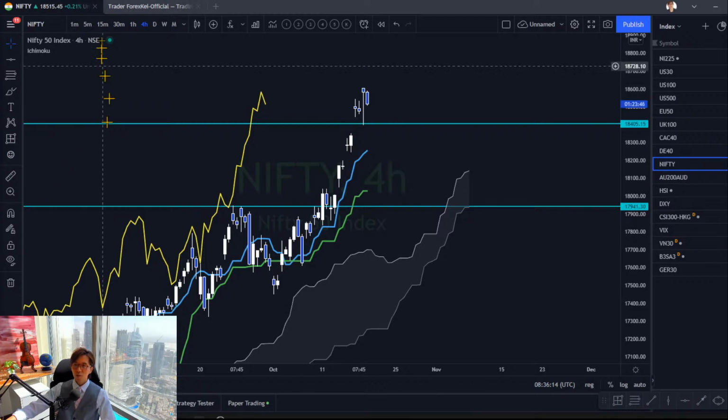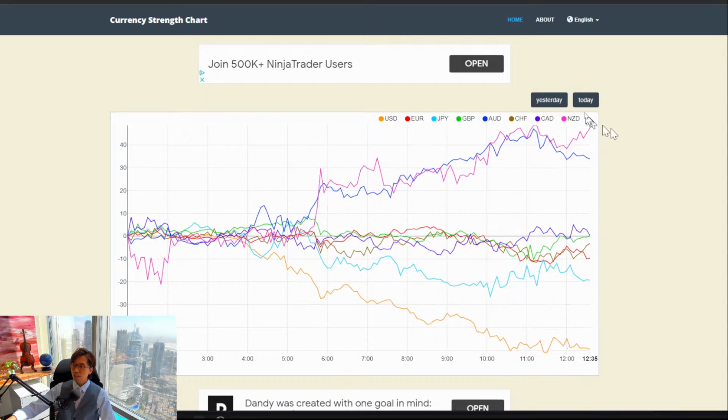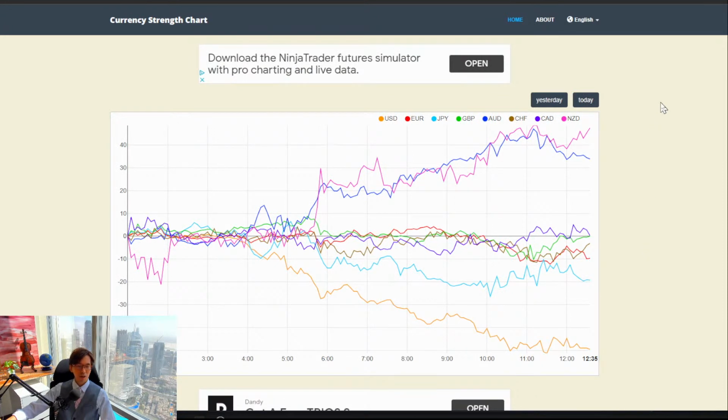Yeah, USD is very weak right now. Yeah, Kush, USD is very weak as per the strength chart. So that's why we see many trending pairs on USD, and also we see many NZD pairs trending too.